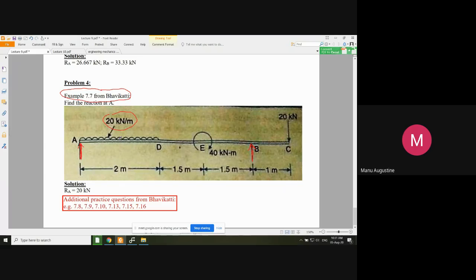Now you see this notation. You can identify what this is. This is a UDL. Okay.